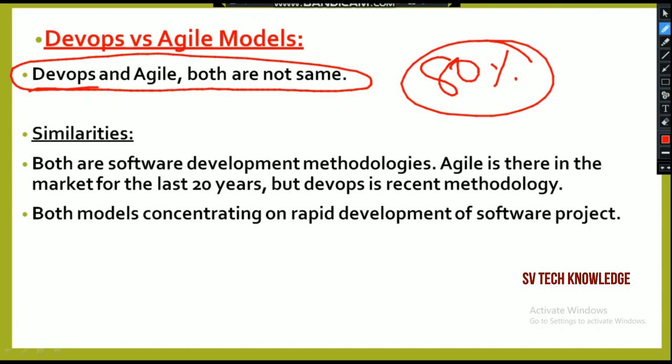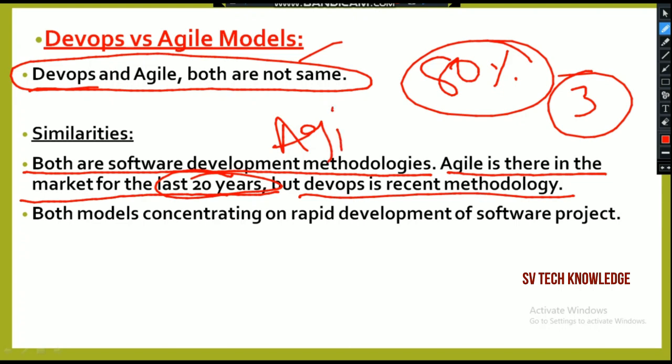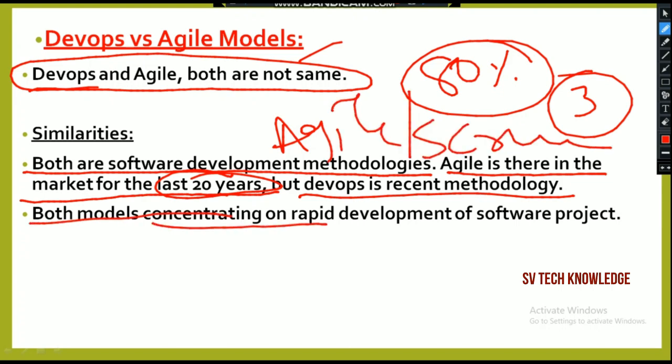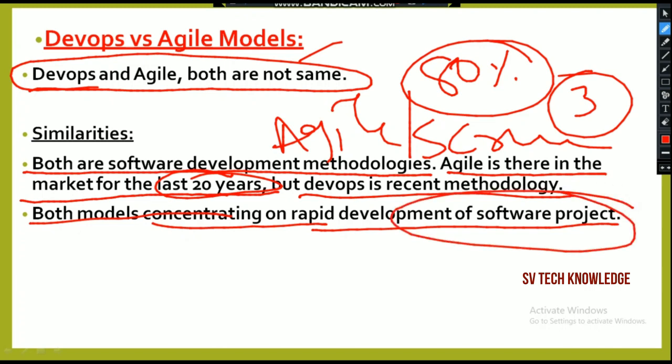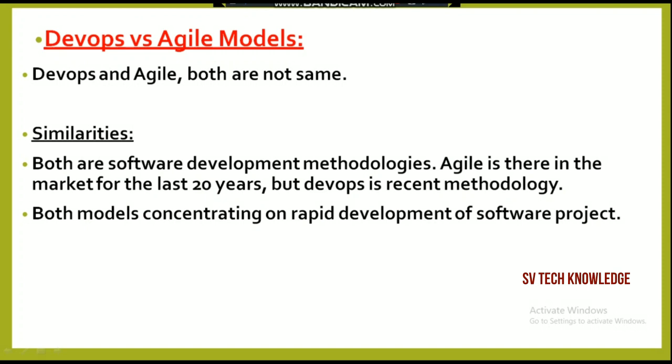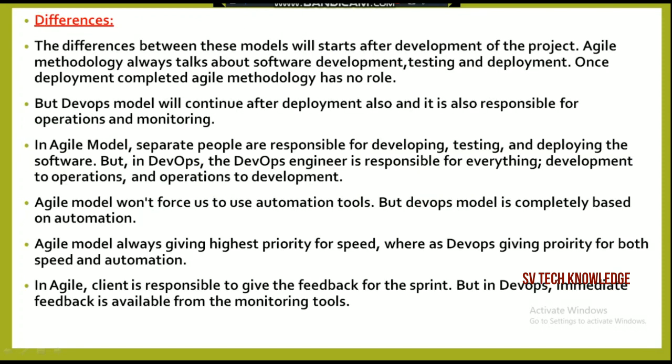DevOps is better than the Agile model. I will say how. Both are software development methodologies. Both models focus on rapid development of software projects. The main objective of both models is delivering the software project as early as possible, with faster delivery and quality delivery. These are the similarities between these two models.